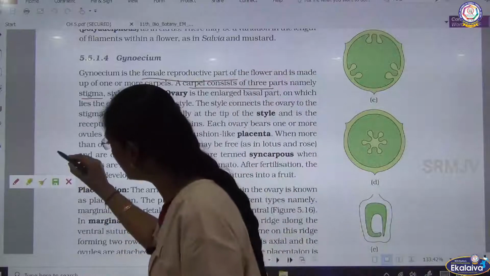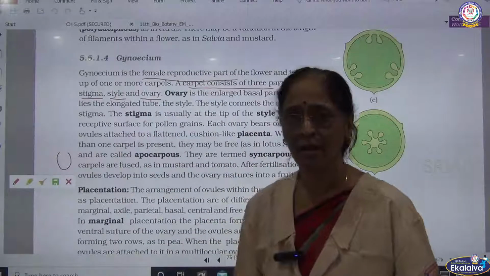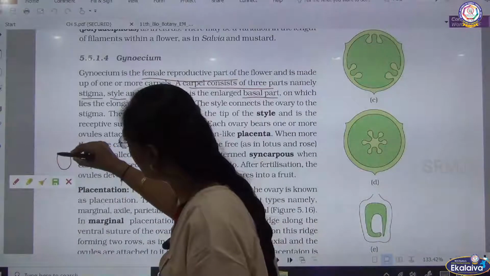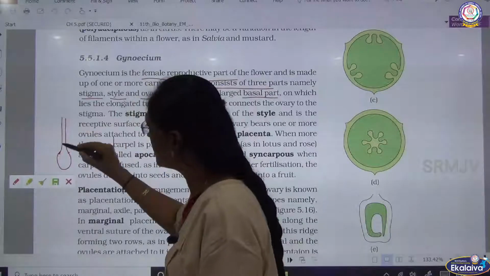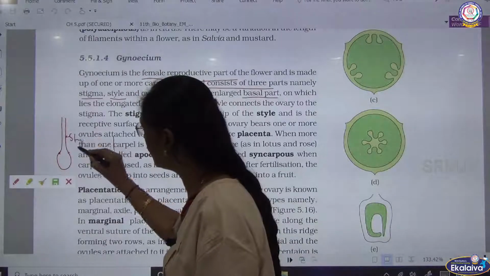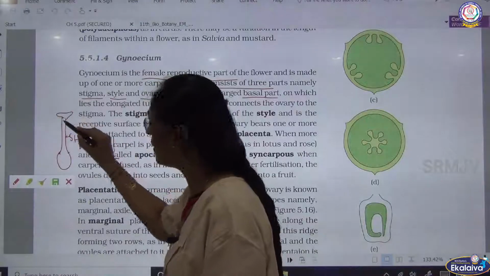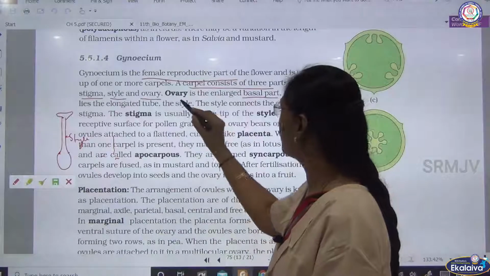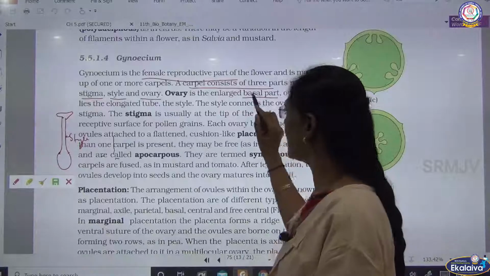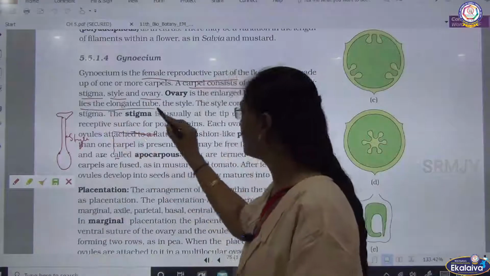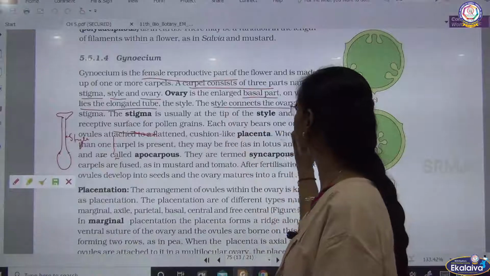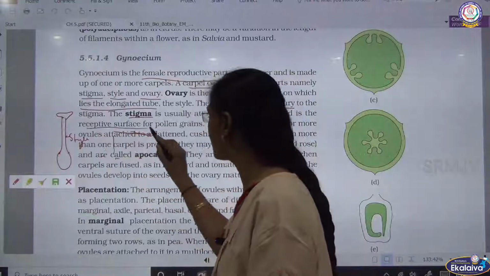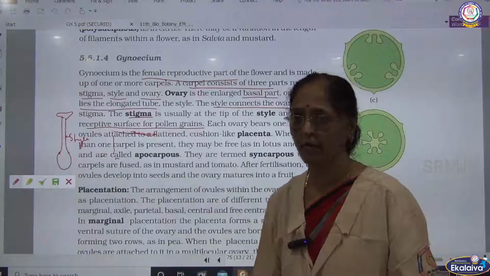We all know that the ovary is the enlarged basal part of the carpel, on which we will find an elongated tube. This we call the style, and on the top we will find the stigma, which is the receptive surface for the pollen. So, a carpel has a basal part, the ovary, and an elongated tube, the style, and this style connects the ovary to the stigma, the receptive surface for the pollen grain.